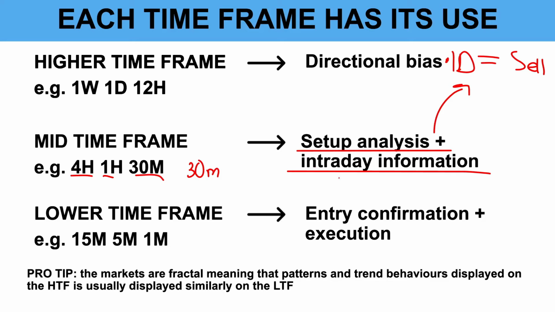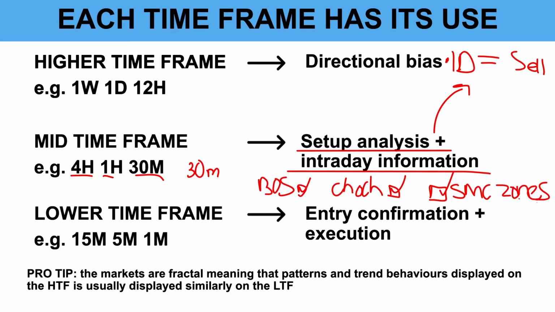So on this time frame, you're just looking to see if we can confirm the bias that we got from the higher time frame, and any other sort of intraday information or setup analysis that we can gain. For example, any recent breaks of structure, any recent change of character, so change in trend, any recent taps into fair value gaps or our other SMC zones, anything like that. Any information that you can grab from the 30-minute or the 1 hour or the 4 hour to aid our directional bias or aid with our setup analysis, make sure you mark up all of those things, because that is the use for the middle time frame.